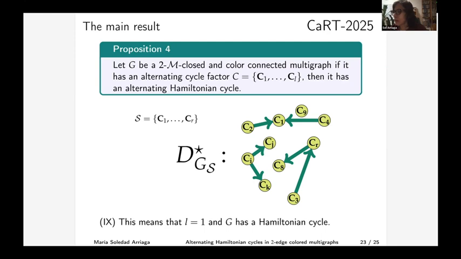So this means that l is equal to 1. So G has a Hamiltonian cycle. And that's it.